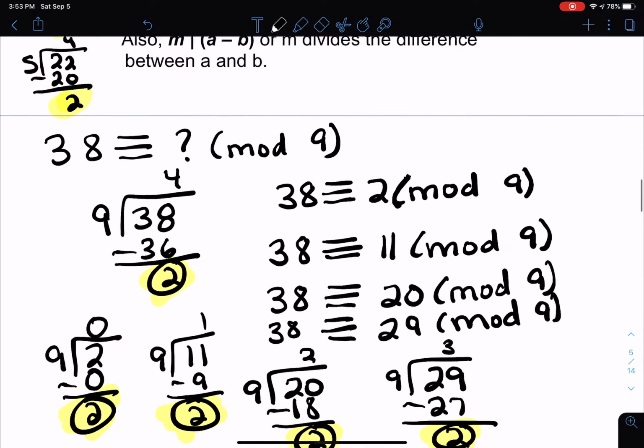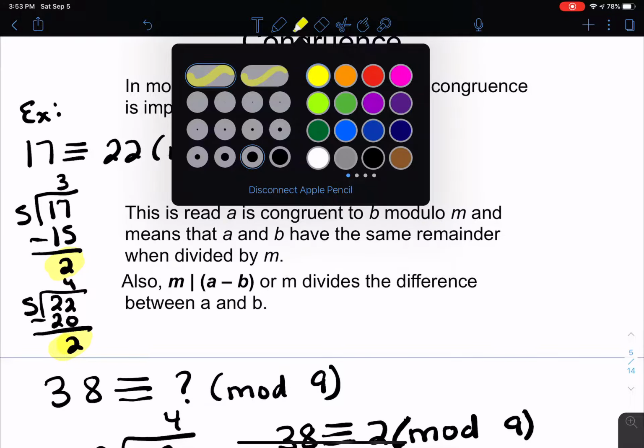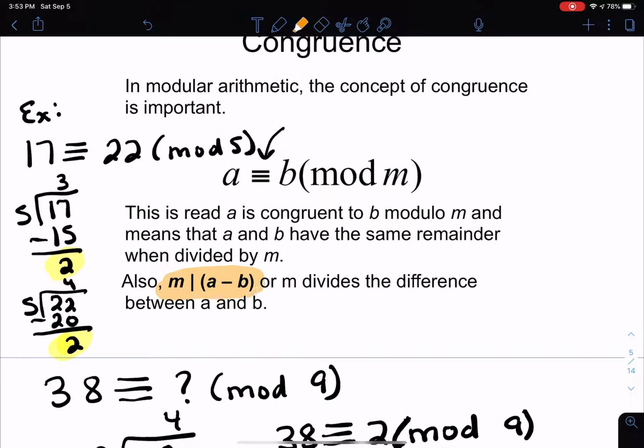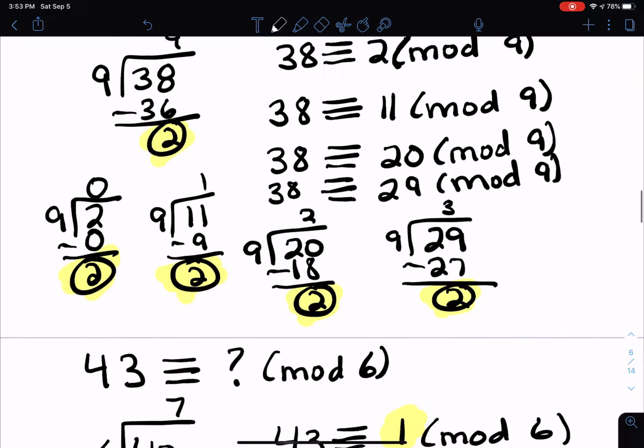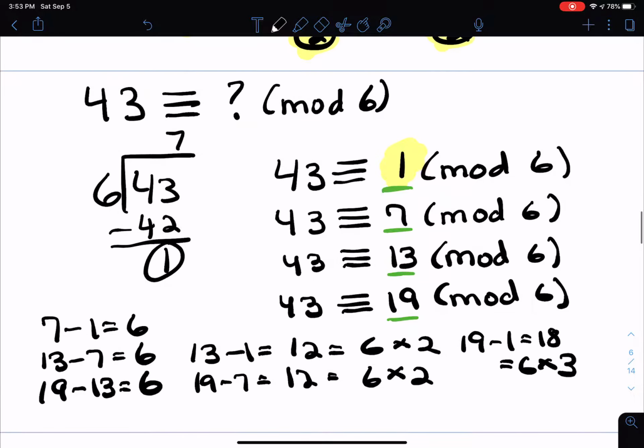And you remember earlier, right here, where I said that m divides a minus b? Well, that applies to what's happening now, okay? Your 6 will go evenly into whatever two numbers you put here. Like if you do 43 minus 1, you get 42. 6 goes evenly into 42. 6 times 7 is 42. That's what this little symbol here means. It means it divides evenly into that number. 6 divides evenly into 42. 6 times 7 with a remainder of 0.